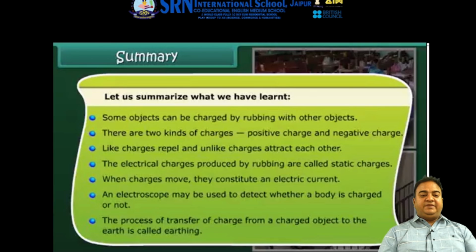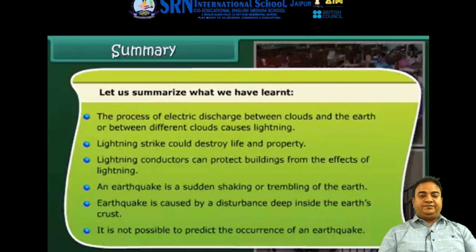So let us see the summary. Let us summarize what we have learnt. Some objects can be charged by rubbing with other objects. There are two kinds of charges, positive charge and negative charge. Like charges repel and unlike charges attract each other. The electrical charges produced by rubbing are called static charges. When charges move, they constitute an electric current. An electroscope may be used to detect whether a body is charged or not. The process of transfer of charge from a charged object to the earth is called earthing.